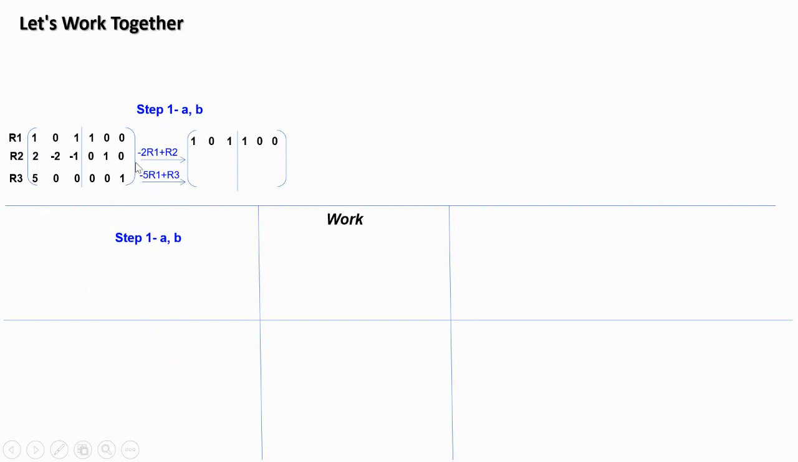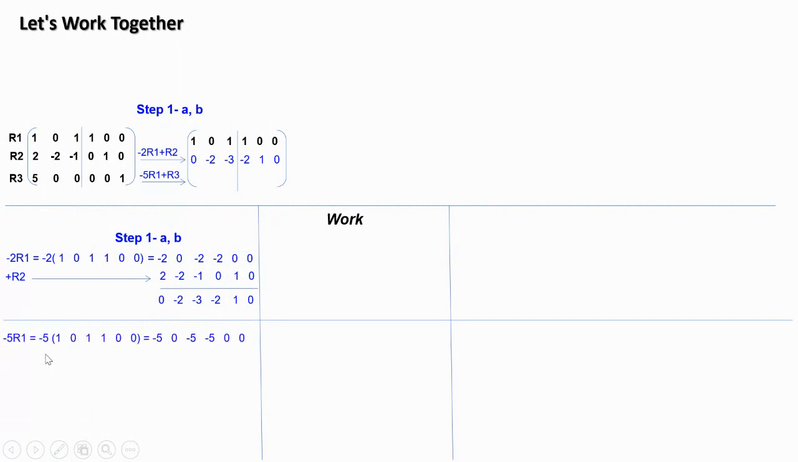So step 1, parts A and B. So this is part A and part B. Negative 2 row 1 plus row 2. Negative 2 row 1 is going to give us negative 2, 0, negative 2, negative 2, 0, and 0. Add it to row 2, we just bring row 2 over. We execute the operation. So we get 0, negative 2, negative 3, negative 2, 1, 0. So that's my new row 2.